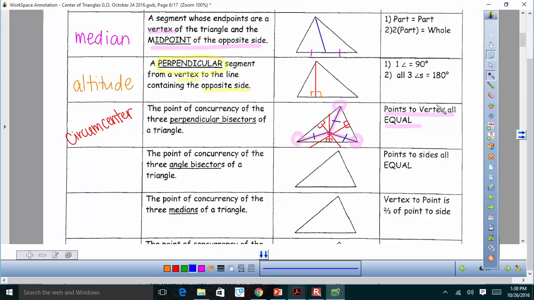So you want to know that tomorrow. It's going to make some of these problems very, very easy if we know the distance to the vertex is equal.